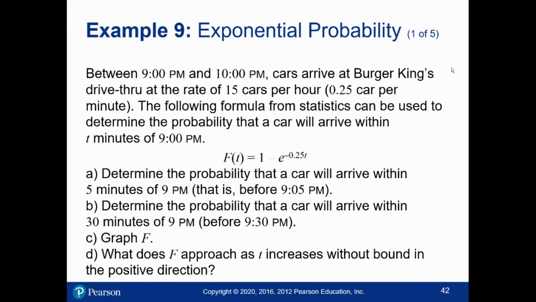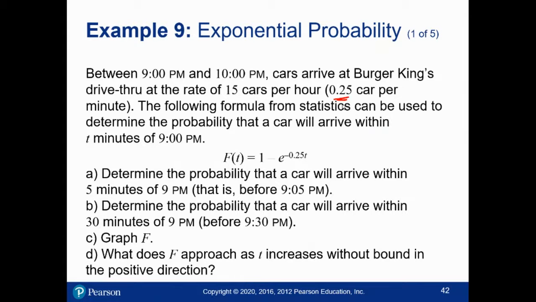The following formula, and this is a genuine statistical formula, can be used to determine the probability that a car will arrive within a certain time. So within a certain time length t from 9 p.m., the probability of a car arriving is 1 minus e to the negative 0.25t. The 0.25 here is exactly the 0.25 from the average rate that they're arriving. Okay, but whatever, this formula, just take it, it's been given.